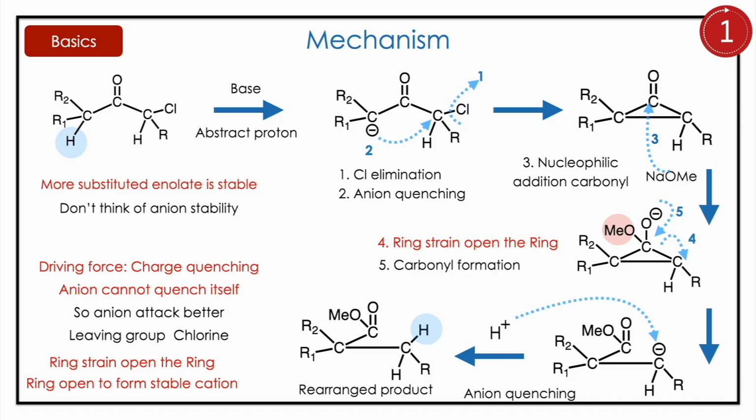The charge has to be quenched. So the cyclopropane ring also has to open because of its high strain. The ring opens in such a way that it forms a stable anion. So the anion has to be quenched. H plus reacts, and you end up with the final product. If you look at it, you start from a ketone and end up with an ester. The whole mechanism is simple: nucleophile generation, cyclopropanone formation, ring opening. All steps will be easy if you understand the basics.